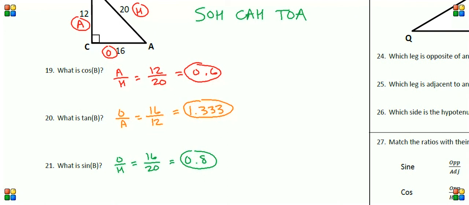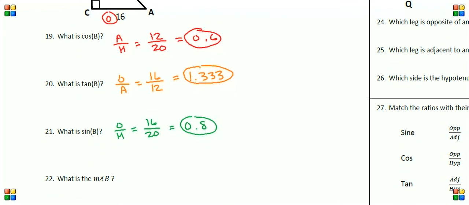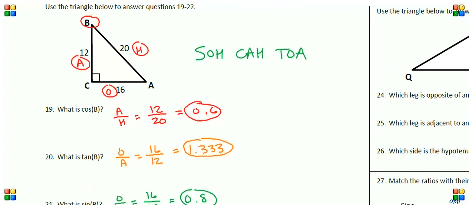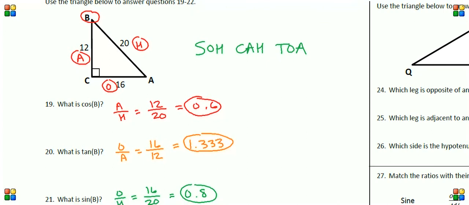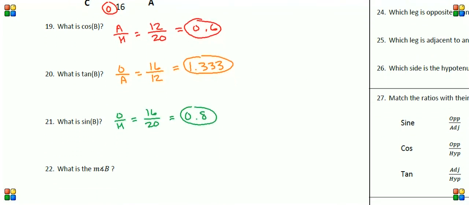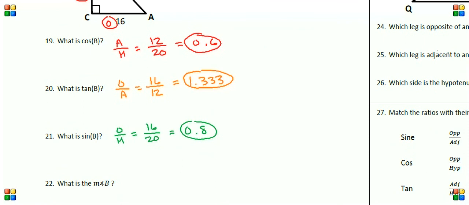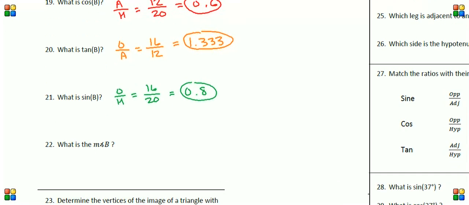The last question is asking you, what is the measure of angle B? And you can see we don't know the measure of angle B by looking at the triangle. We know that C is 90, but we have no idea what the measures of B and A are. We can use inverse trig to find that. So you can pick to use either cosine, sine, or tangent to solve this problem. I'm just going to go ahead and use sine to solve this one.